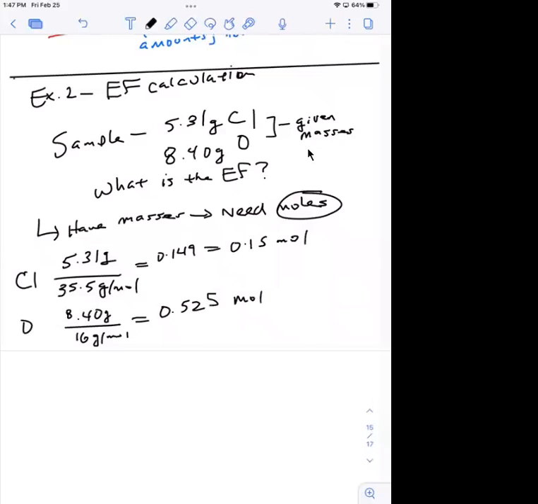We've taken the masses and used them to calculate the number of moles of each atom. Now we need to put it into the formula. So we're going to say chlorine, we're going to use that same number, 0.15, and then oxygen, 0.525. What's the next step now?